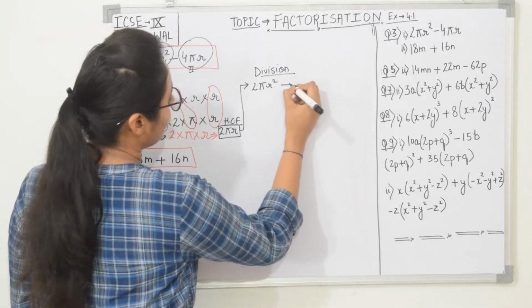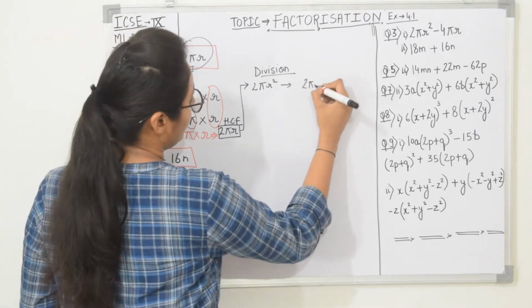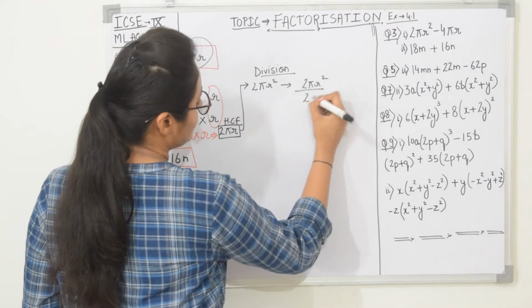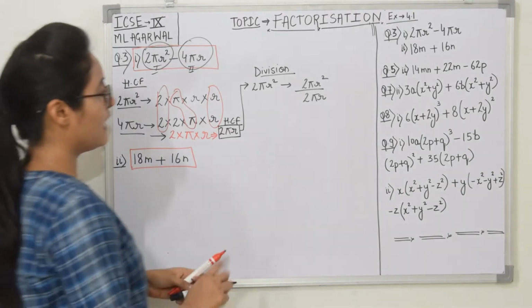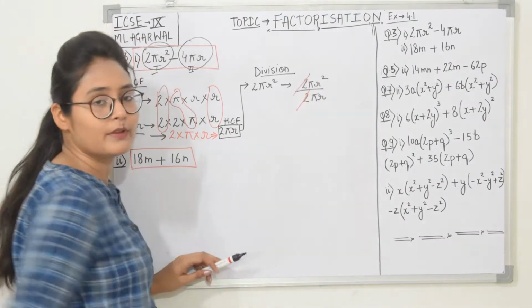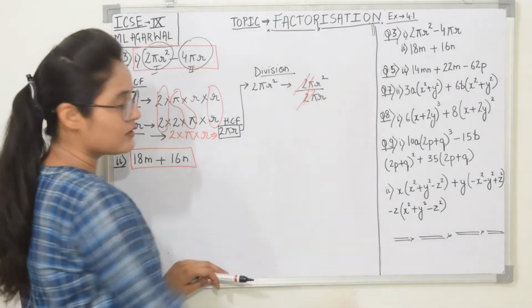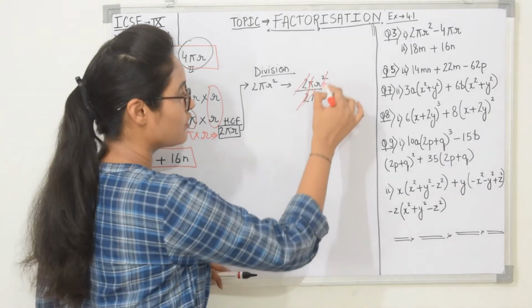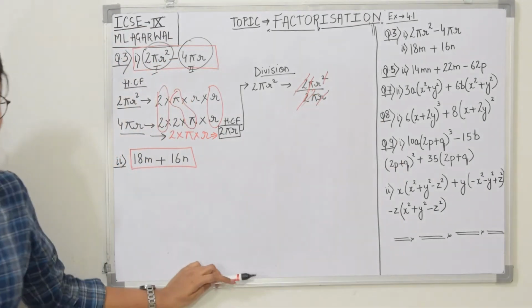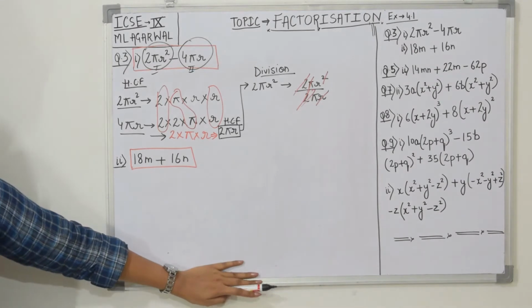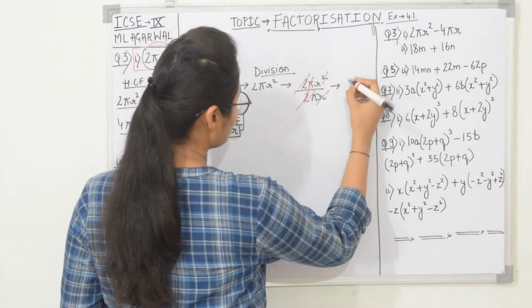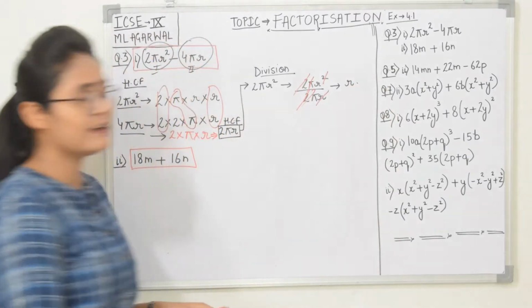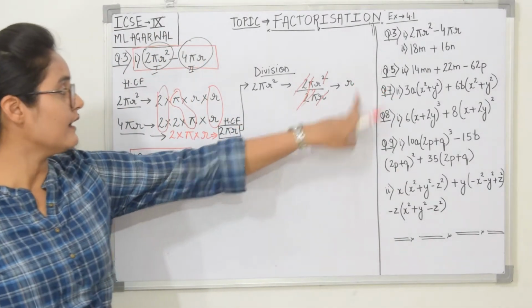2 pi r square divided by our HCF which we have calculated recently. 2 pi r square divided by 2 pi r is going to give us 2, and 2 is going to be cancelled out. Pi and pi is going to be cancelled out. R is going to be cancelled out. 1 r remains in the numerator, because we are having 2 r in our numerator. So the only remainder after dividing we have left with is our r.